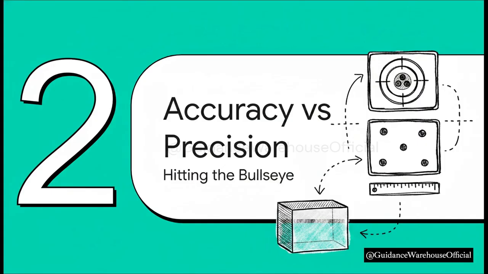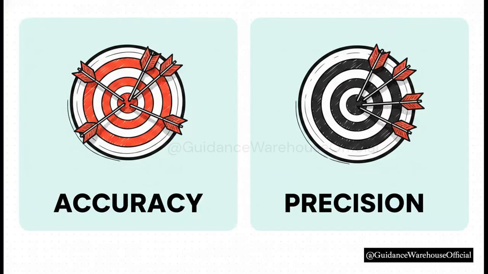Moving right along to our second section, accuracy versus precision. Now, these are 2 words that people use interchangeably all the time in everyday conversation. But in science, they mean very, very different things. Picture yourself at an archery range. Accuracy is all about how closely your arrows actually align with the true value, the bullseye. If you hit the center, boom, you are accurate. Precision, on the other hand, is all about reproducibility. It's the fineness and consistency of what you're doing.